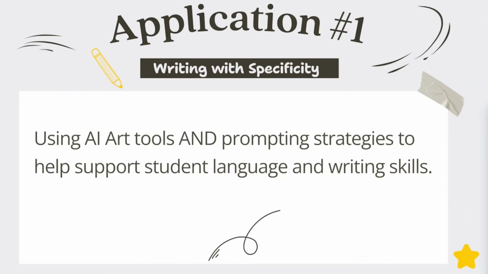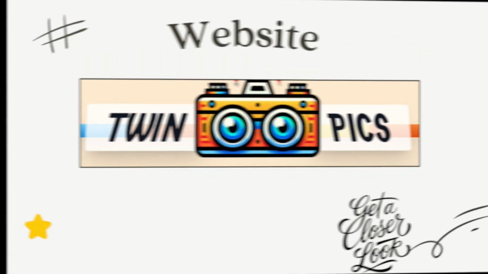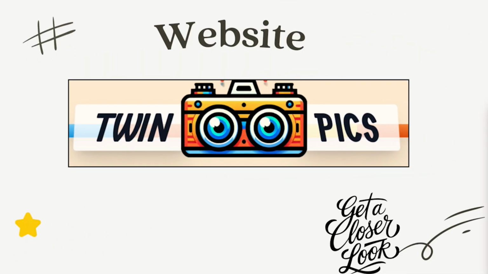The first application that we're going to look at is writing with specificity. This is our target skill, and we're going to look at using AI art tools and prompting strategies to help support student language and writing skills. As an overview to the project, our primary goal is to have students use specific language to describe a daily picture that was generated with AI to see how close they can come to the actual image using select word choice. The website I'm going to show you today is called Twin Pix. Let's go ahead and get a closer look.